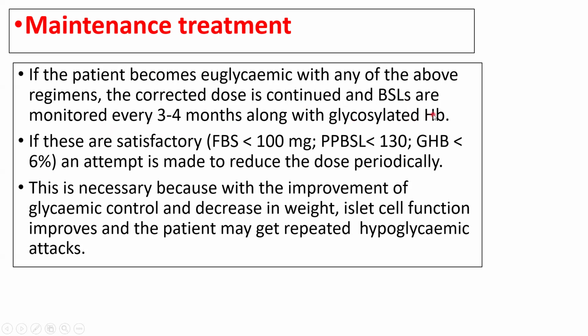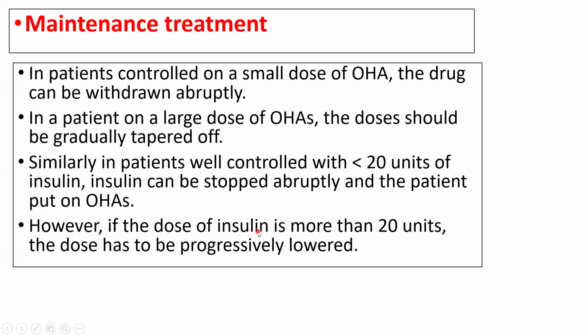Glycosylated hemoglobin is very important. If these are satisfactory, that means fasting blood sugar is less than 100 milligram, postprandial blood sugar less than 130, and glycosylated hemoglobin is less than 6%, an attempt is made to reduce the dose periodically. This is necessary because with the improvement of glycemic control and decrease in weight, islet cell function improves and the patient may get repeated hypoglycemic attacks.